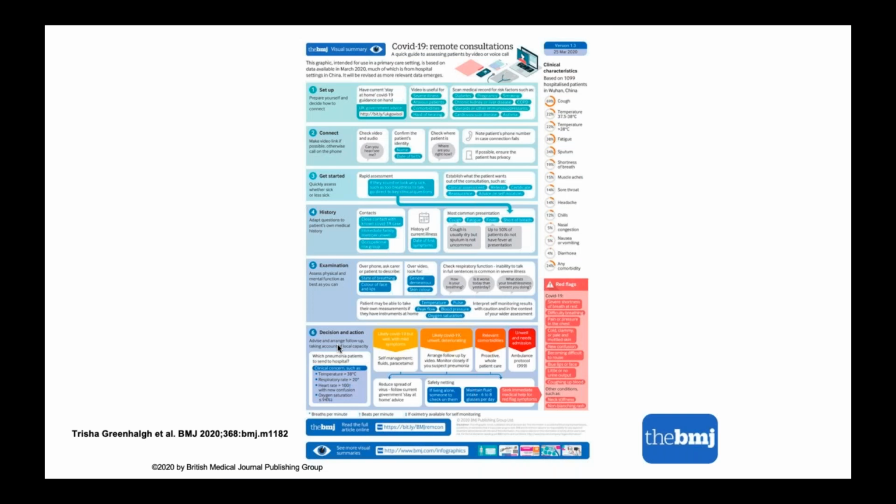Another really good resource is this from Trish Greenhalgh's group in the UK, which is the remote consultation for COVID, with similar red flags, and just a nice sort of flowchart for the visual learners out there.